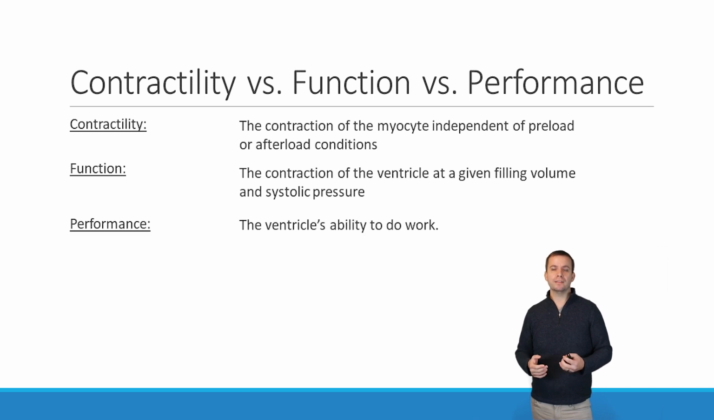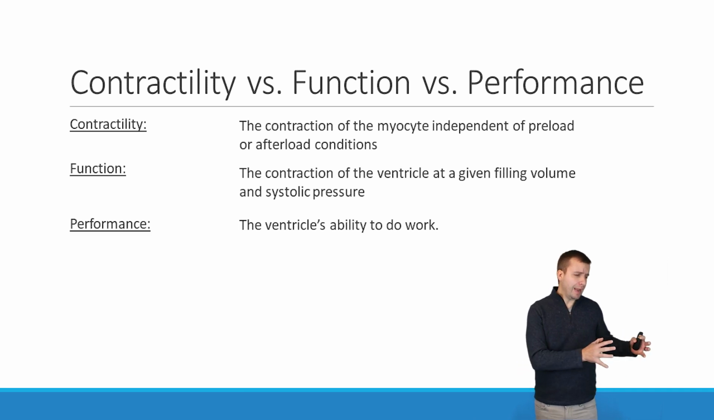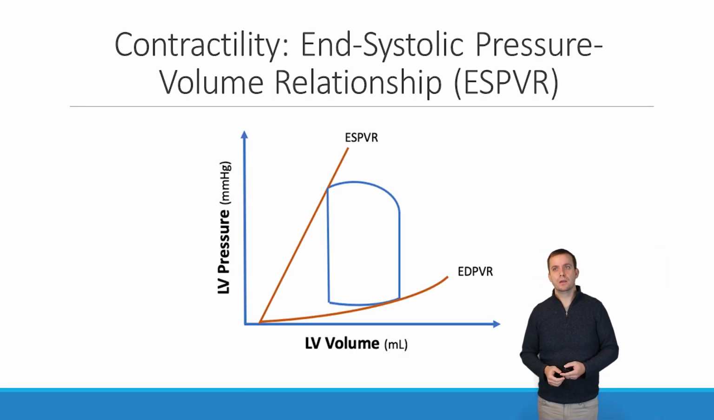And then performance is the ventricle's ability to do work, so the ability to do force over a distance. So you can look at how the heart is doing based on looking at these three different things. And there's multiple different ways to measure it, and we're going to go over all of them.